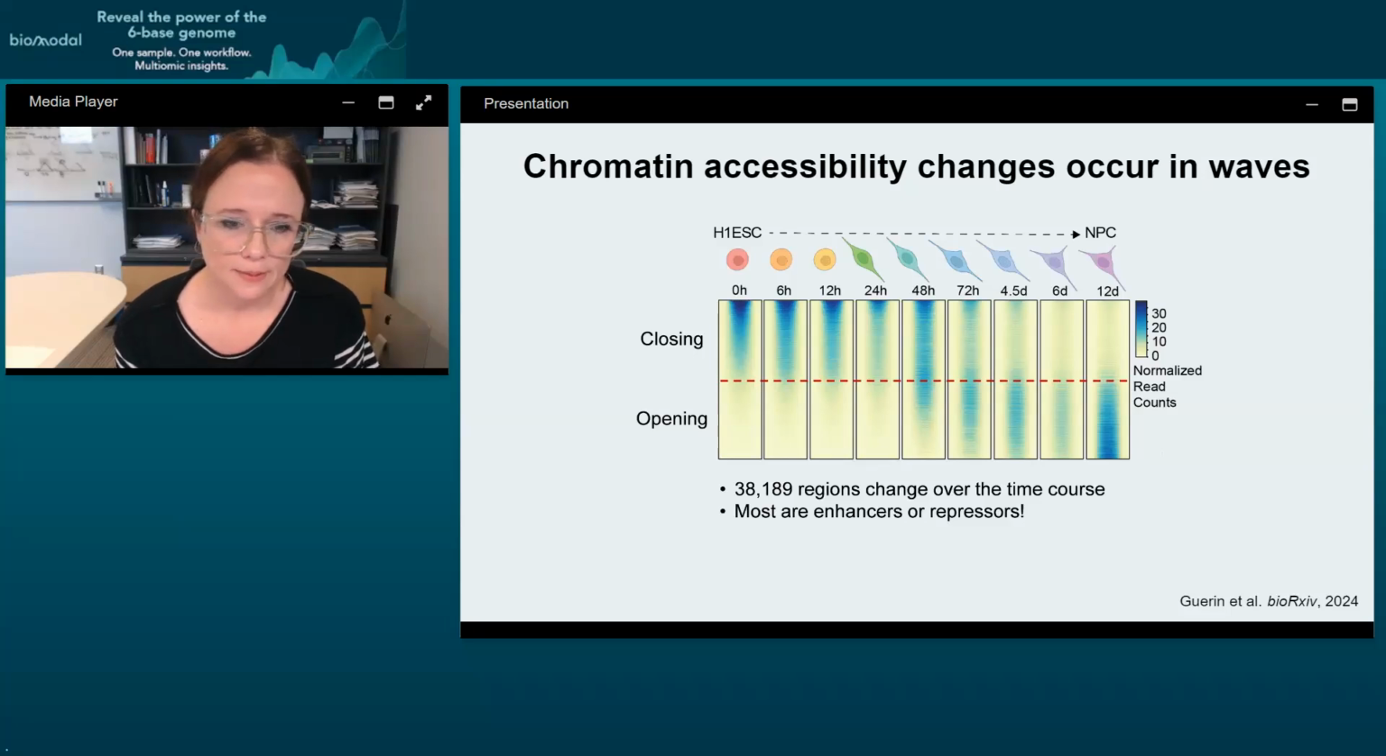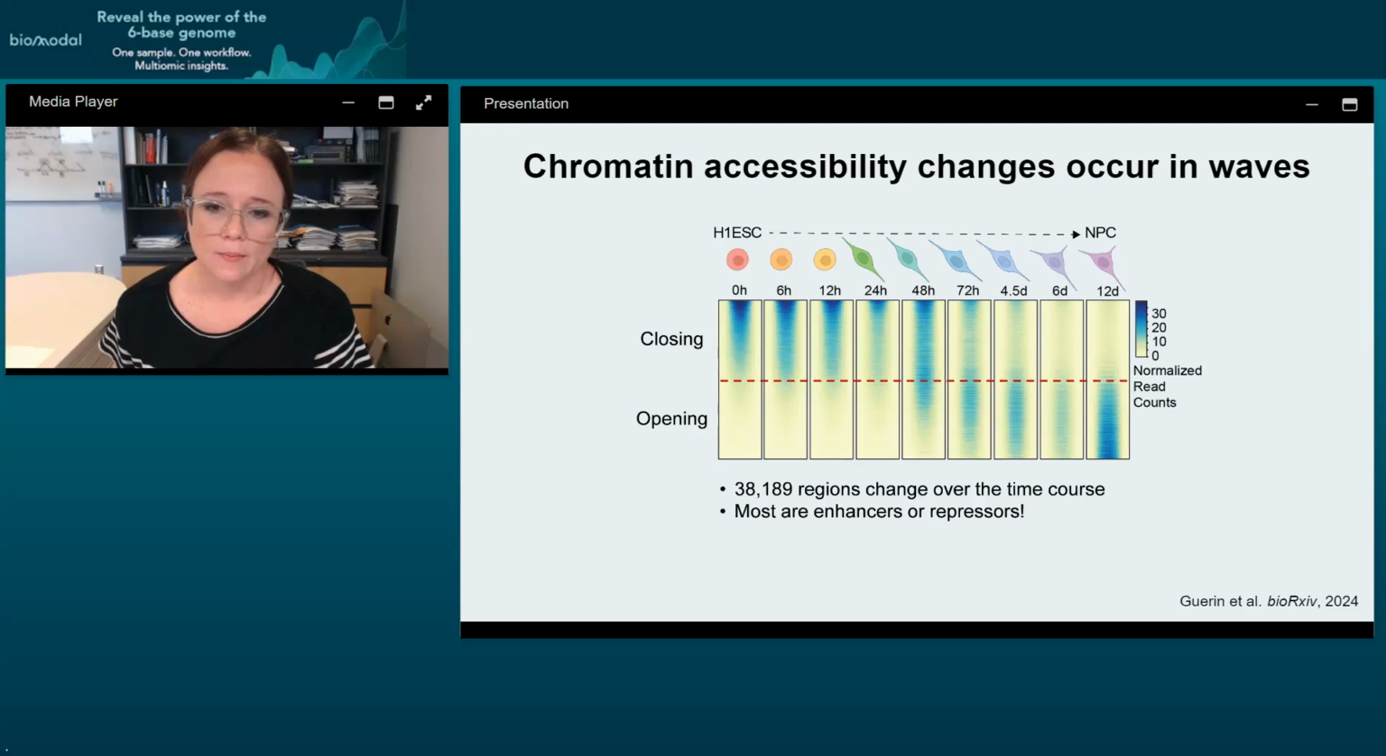And so at the top of the heat map, you'll see delineated by this red line are the regions that are closing. And so they start out really highly accessible and they begin to close, and that transition sort of takes place between 48 and 72 hours. And on the bottom side of the heat map, those are the regions that begin to open and become very open by 12 days. And overall, this heat map represents about 38,000 regions that changed over the course of this time course. And the punchline from this is that most of these regions are actually enhancers or repressors. So many of them are outside of gene promoters.